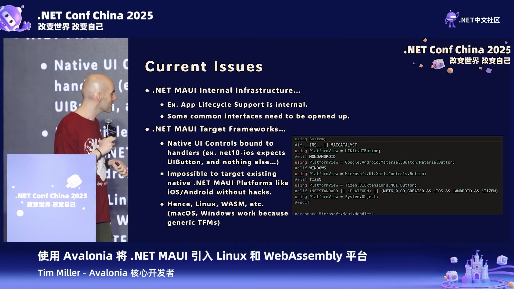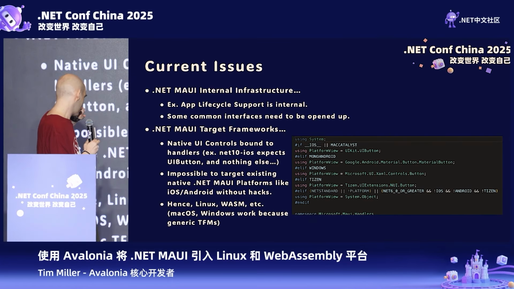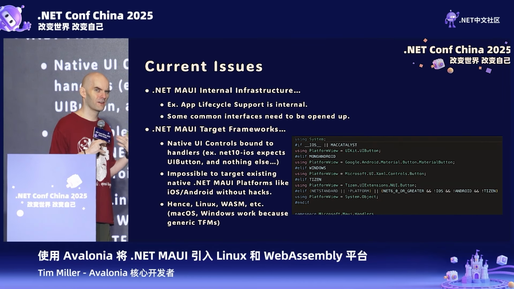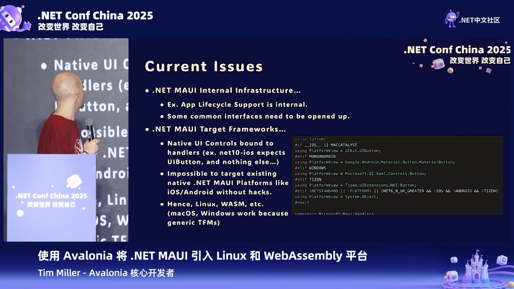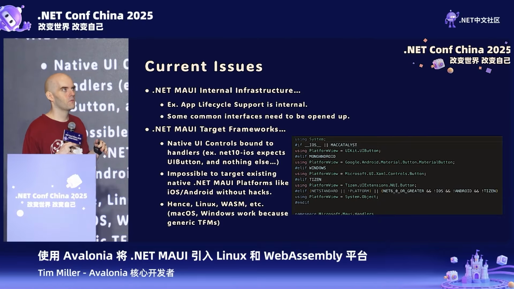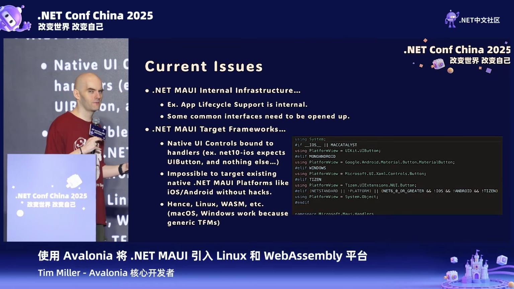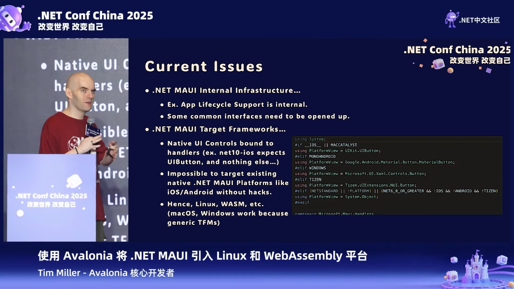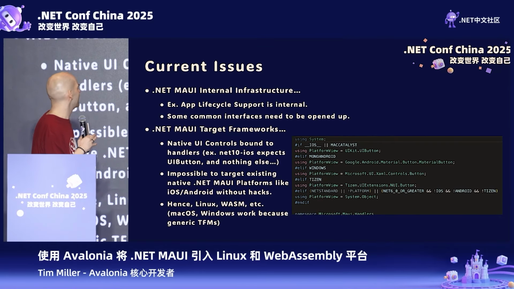So for the current issues we're working through, first is .NET MAUI internal infrastructure. In order to do this project, there's stuff in MAUI that's required. If you wanted to build your own implementation for MAUI and do this type of work, there are internal interfaces that are not public that you would need to handle, like app lifecycle and alert management. When designing it, they wanted people to be able to build their own platforms, but things happen. If you want to do it, those things have to be open.